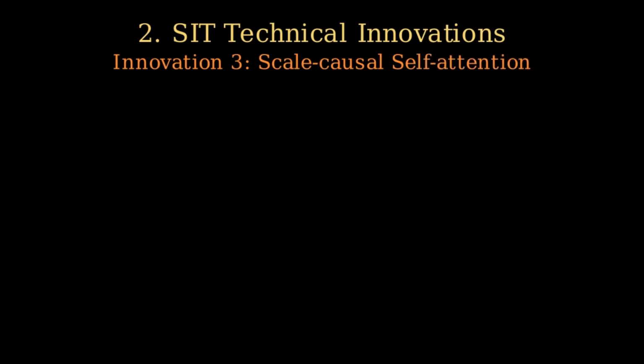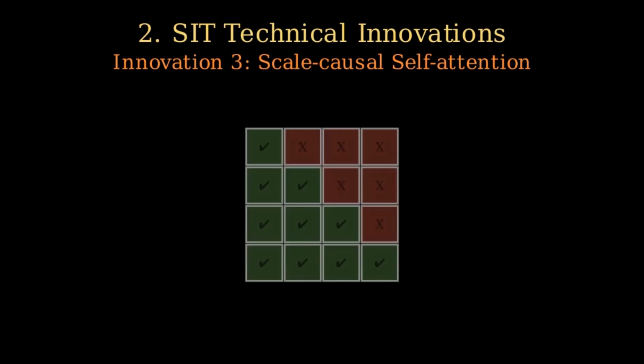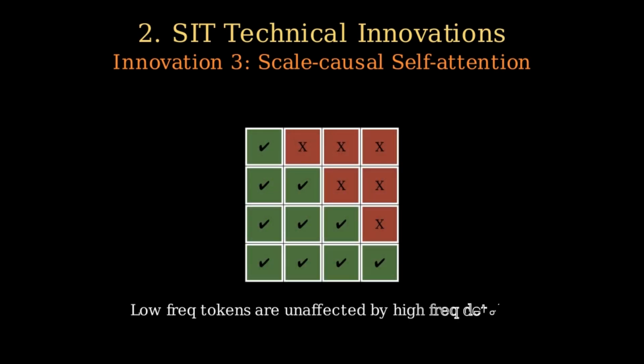The third and perhaps most vital innovation is scale-causal self-attention. In this masked attention mechanism, the low-frequency tokens are completely shielded from the high-frequency details. This strict causality ensures that the model always generates the overarching structure first, without being corrupted by microscopic noise or texture details.